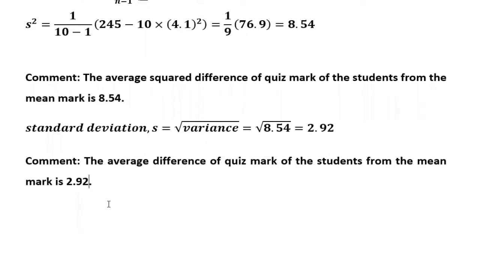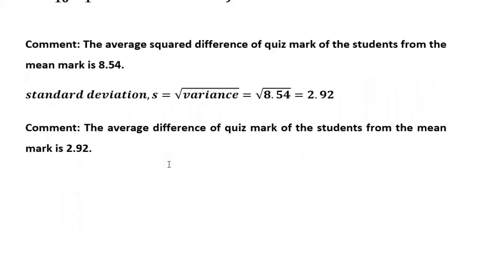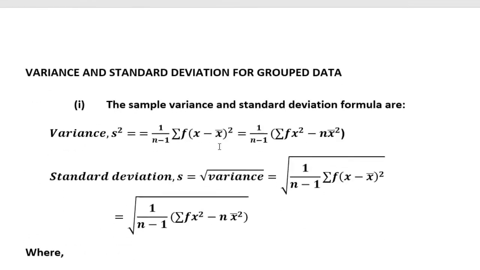So this is the variance for ungrouped data. Remember that the comment for ungrouped data or grouped data is the same. Just the calculation is different. The interpretation is the same. Just see what type of data it is, then write the comment. Okay, let us see what the variance and standard deviation are for grouped data.